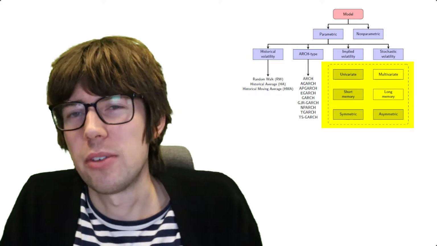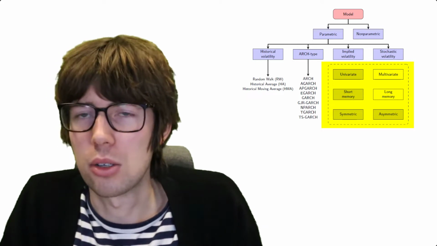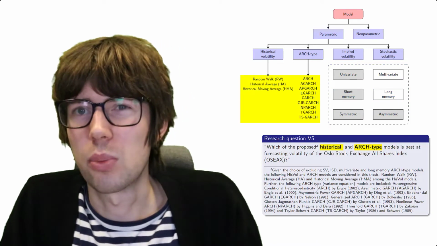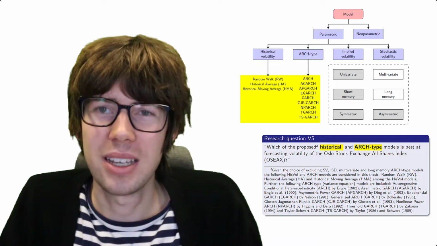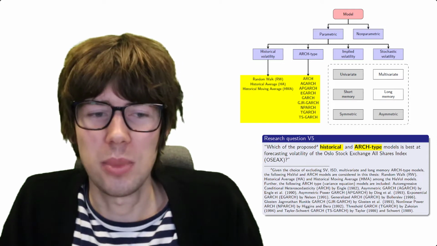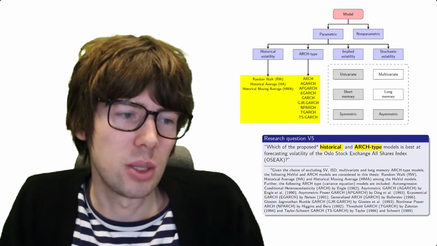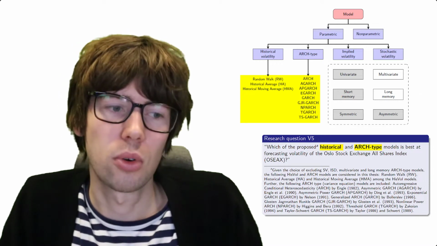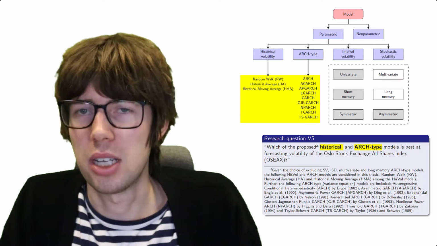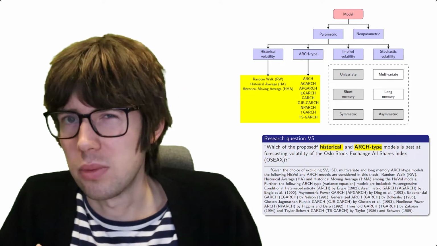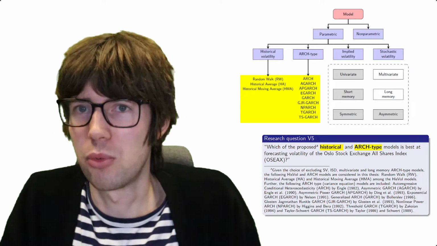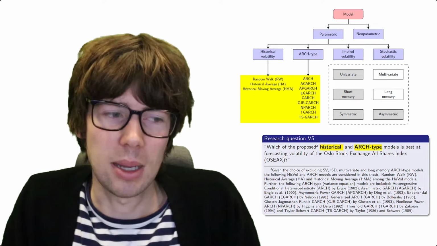But again, that is not really specific enough because there are many models within those categories. So which models specifically do I want to test? You run into a problem here: there's a limit to how much information I can put into a single sentence, right? So my fifth iteration of the research question became something like this: which of the proposed historical and ARCH-type models is best at forecasting volatility of the Oslo Stock Exchange All-Share Index? Proposed is vague there, but that's okay because I specified in the surrounding running text, before and after the research question, what exactly I meant.